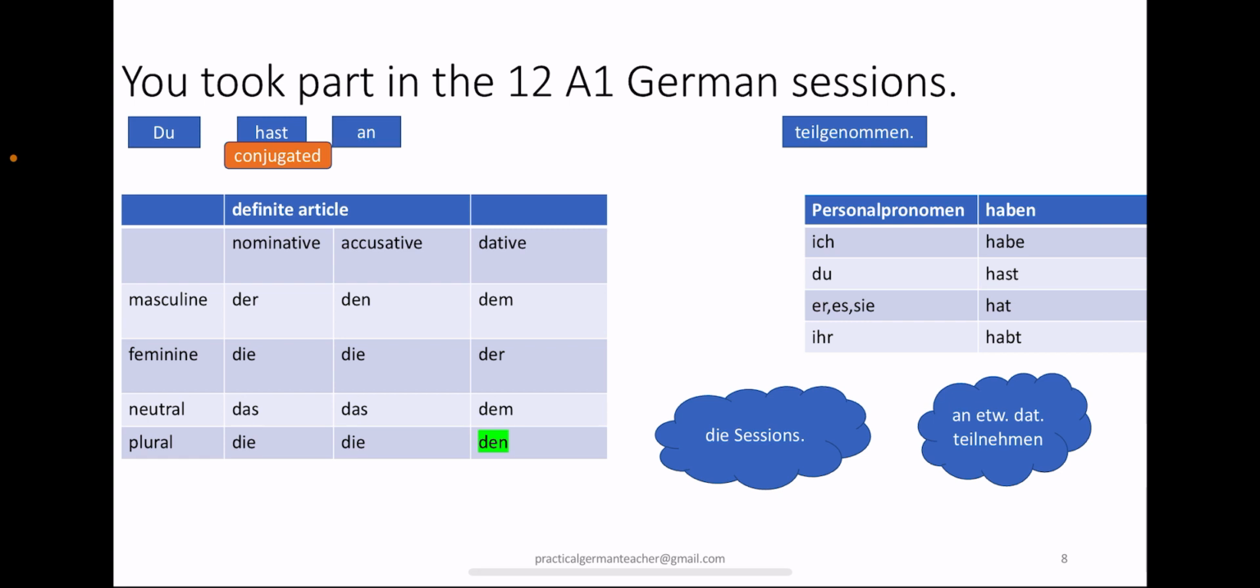Then you start with the preposition du hast an. What comes after an must be in dative format, dative case. So here the object is 12 A1 Deutsch sessions, and the article is definite and it's plural, so it's den. Alright, here's the answer. Du hast an den 12 A1 Deutsch sessions teilgenommen.